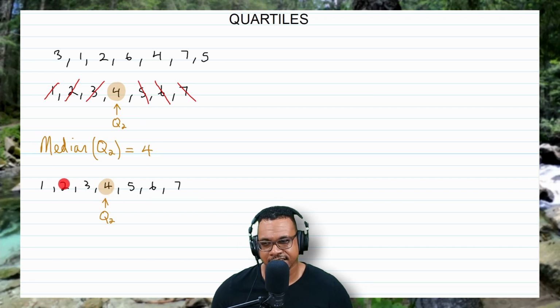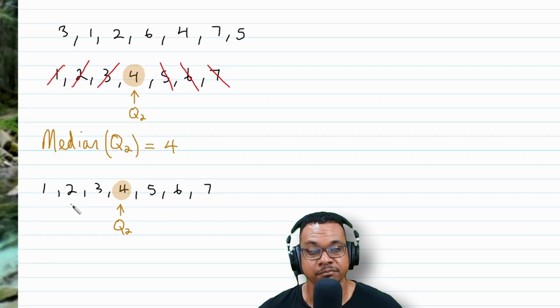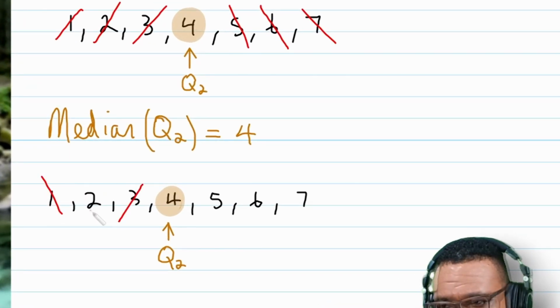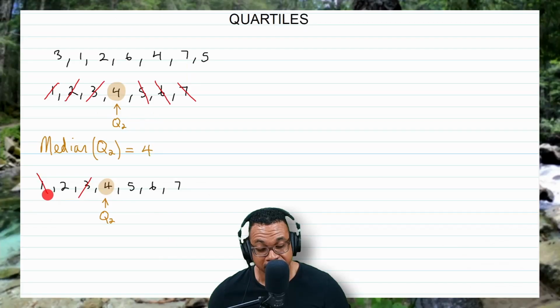And let's look to the left-hand side now. We'll do the same thing. We want the halfway point on the left-hand side of the median. So when I cross this 1 here, I'll cross this 3 here. And this 2 will be the halfway point on the left-hand side of the median, which is a quarter of the entire spread of the data. So this 2 would be the lower quartile.